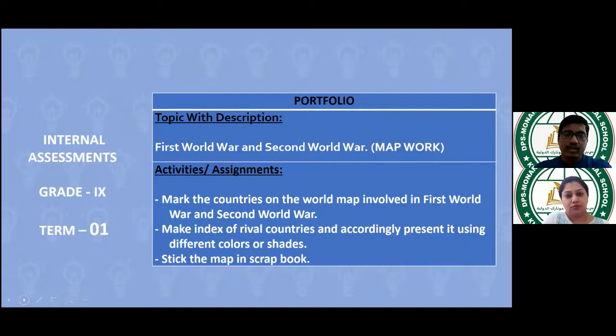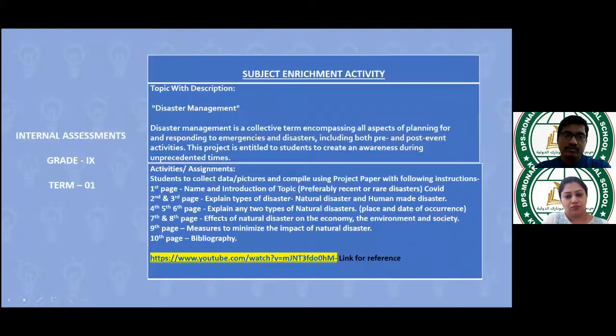Now, since we know portfolio and subject enrichment are an important part of the internal assessments, the portfolio given to grade 9 for term 1 was the map work on First World War and Second World War countries. In the same way, the subject enrichment for grade 9 for term 1 was the project on disaster management, wherein they had to collect and present in the form of a wall magazine. A particular video reference is also mentioned there. Students have already submitted half of it, and we are waiting for the rest, so that we can move ahead with the internal assessment marks.